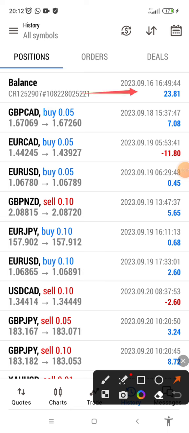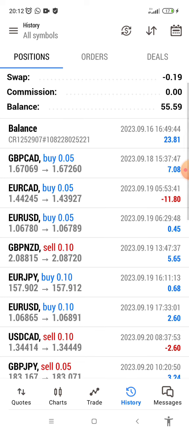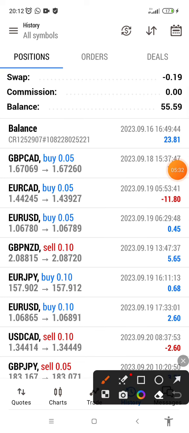This was the money that was deposited. That is the first one. If you look, that is the balance that was on the account. So if you look at it, you see the balance. The balance was 23.81. And then the first trade that I took after that was this one.